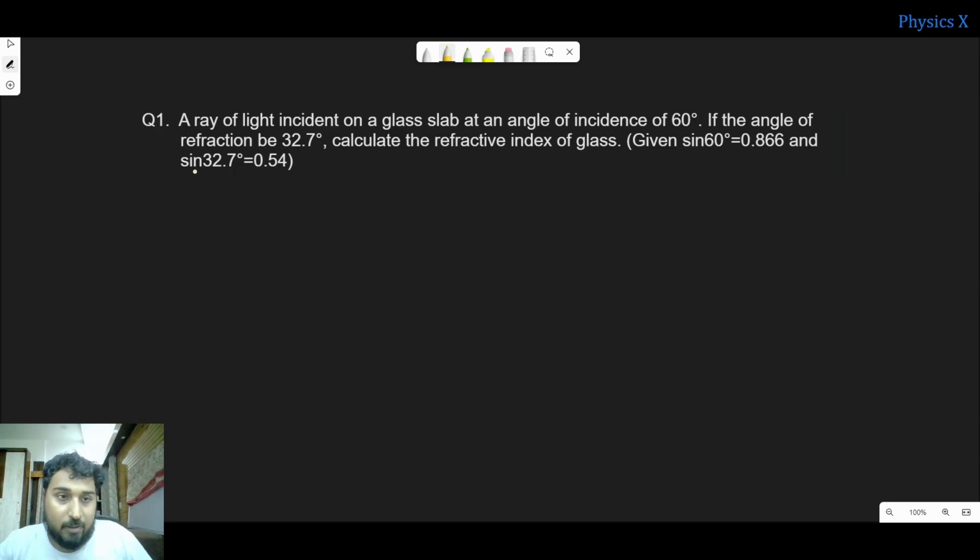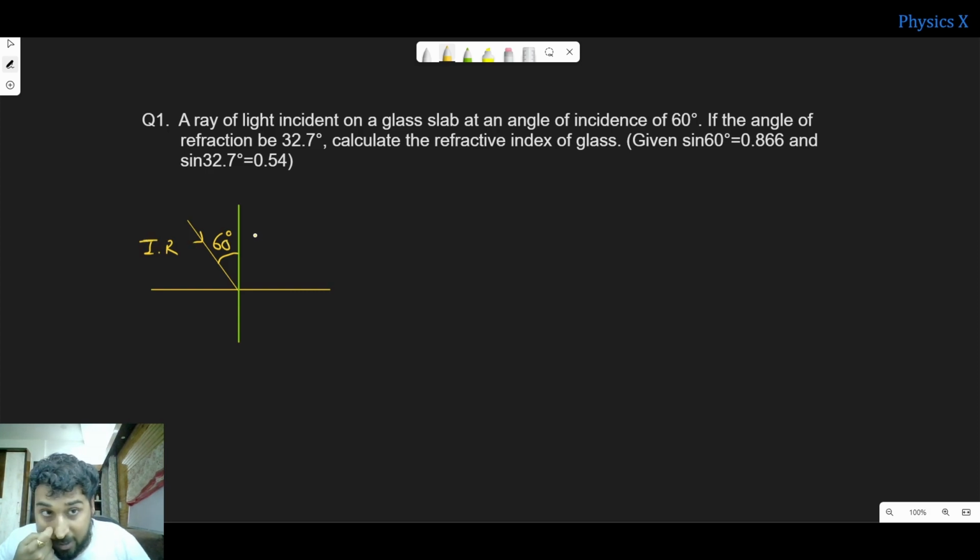A ray of light is incident on a glass slab at an angle of incidence 60 degree. He is telling that this is a glass slab. Suppose this is a glass slab. This is the boundary. So the angle of incidence is 60 degree. Angle of incidence 60 degree means, suppose this was your normal, right? This angle is 60 degree. This is your incident ray.